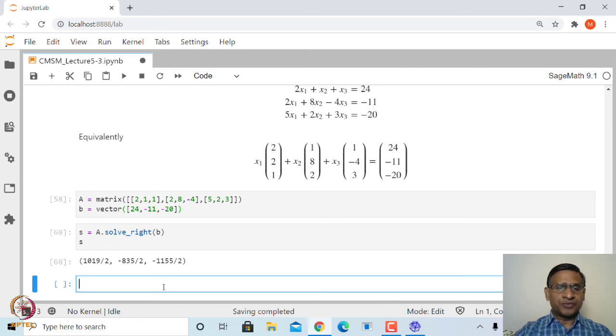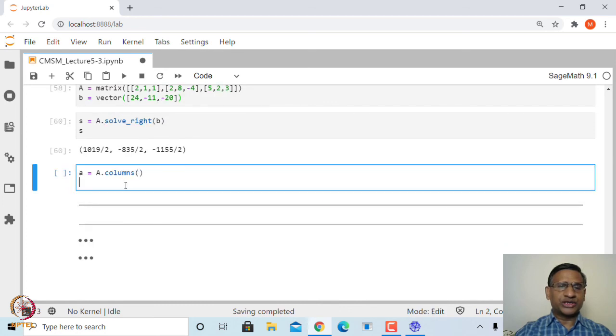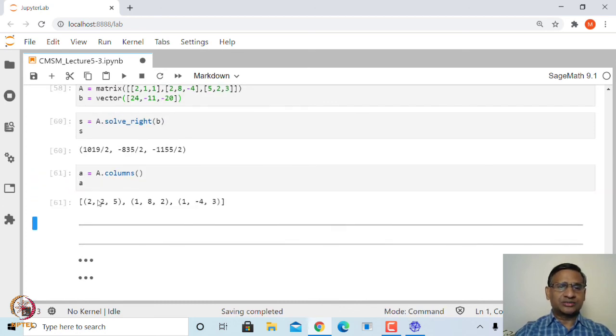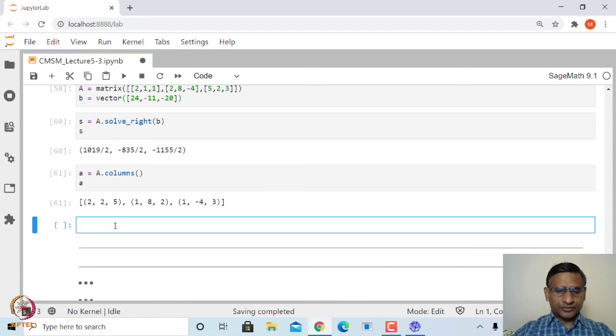So, let us verify that. How do we do that? First we will extract the columns of A. How do I extract the columns of A? Columns of A we can extract as A dot columns, and I am putting it in small a. So, these are the 3 columns of A. Now, we can write a simple code: the ith entry of S multiplied by the ith column of A, and we do it for all these i.